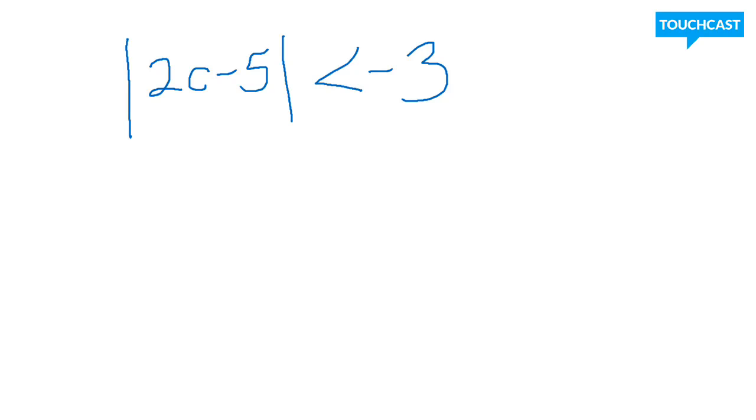So back to our original problem. We see that this should be an intersection because we know that it will be less than negative 3. The distance away from, in this case, not 0, but 2c minus 5, will be less than negative 3. So let's rewrite this. Here we have the absolute value is less than negative 3. Now the key here is that the distance away from 0 or any number cannot be negative. So we already know that this is actually not possible. So we would put no solution.